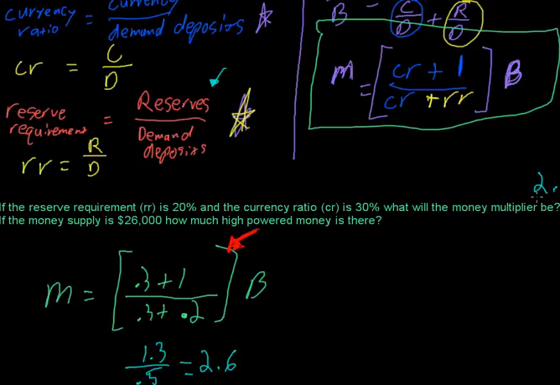So that means that for every extra dollar that the Federal Reserve prints and hands out to the public in some way, the money supply will increase by $2.60.